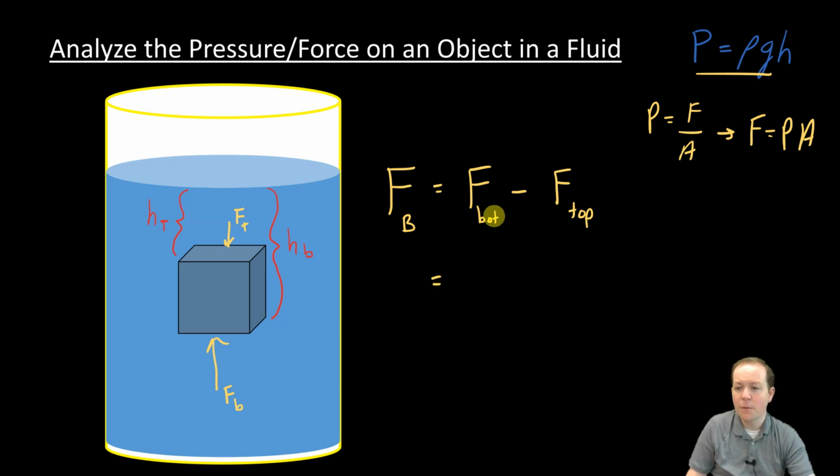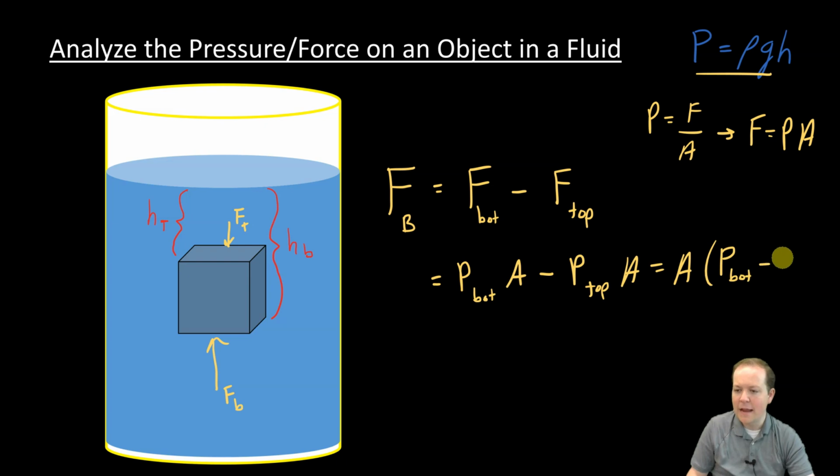Well, okay, the force from the bottom, if I look right here, is going to be the pressure on the bottom of the cube, excuse me, multiplied by the cross-sectional area, minus the pressure at the top times the cross-sectional area. I have A's on both sides of my equation, so I can factor it out. So I have P bottom, the pressure on the bottom, minus P top, the pressure from the top. Okay, that's where I am right now.